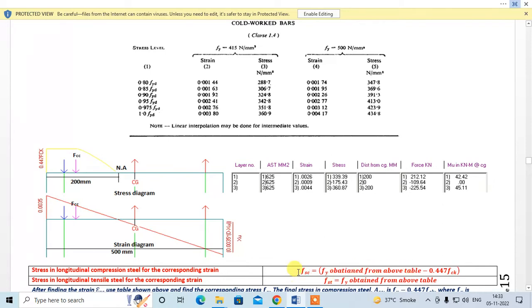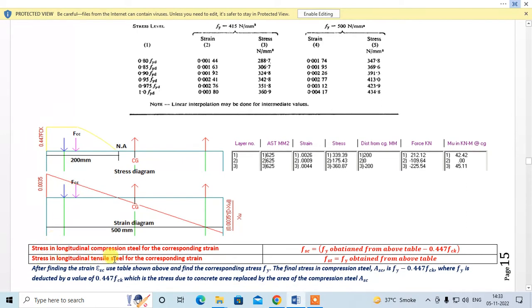That is why for compression steel, you have to deduct this stress due to concrete from the stress obtained from this table, right? That is why fsi minus 0.447 fck is to be taken into account, because some concrete is replaced by this steel area. When it is a longitudinal tensile steel, then whatever value you get from the table has to be applied. You do not have to deduct 0.447 fck, because of the assumption we have taken, that in the tension zone we neglect concrete. So that is why we do not have to deduct 0.447 fck in tensile steel, right?